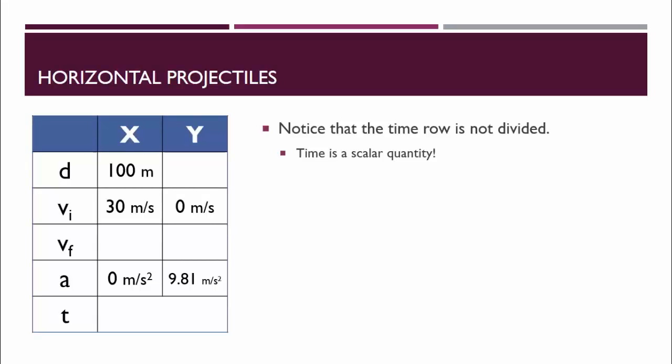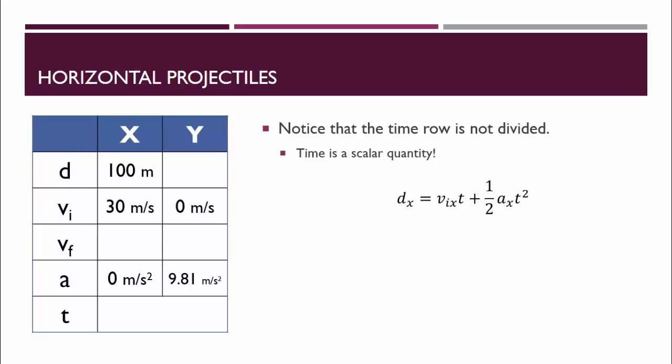In this specific problem, we have enough information in the x column. We know enough about the horizontal motion of this object to figure out how long it took to travel 100 meters horizontally if it was originally traveling at 30 meters per second and moved with an acceleration of 0. We're going to be using our UAM equations here. So we have d, vi, a, and we're looking for t, so we're going to use the equation d equals vit plus 1/2 at squared.